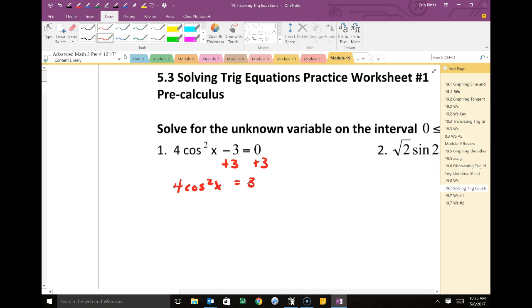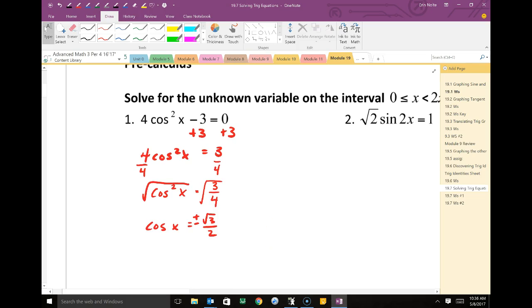Then I would divide by 4. Good. So now I have the cosine squared is equal to 3/4. What would you do from there? Square root it. Good. Okay, so if I square root a fraction, I just square root the top and square root the bottom. So what's the square root of 3? Square root of 3 over 2. Okay, good. And since I'm solving an equation, what else do I need to have? Plus or minus. Good. Okay, so at this point, I now grab my unit circle.